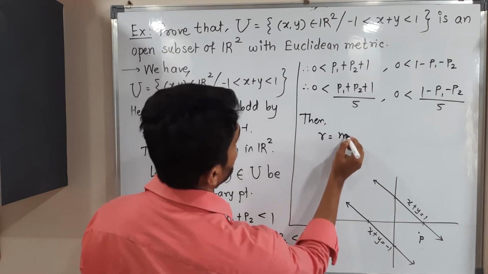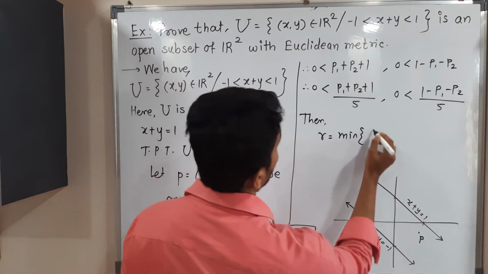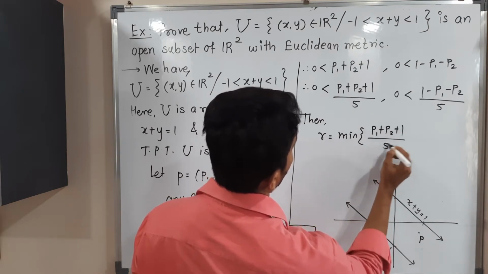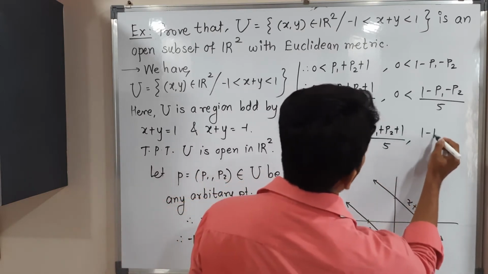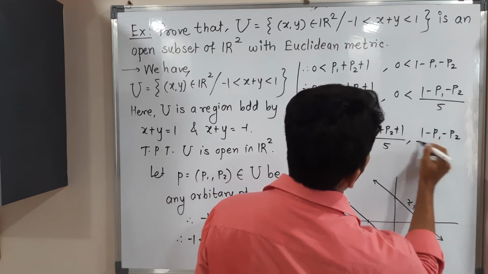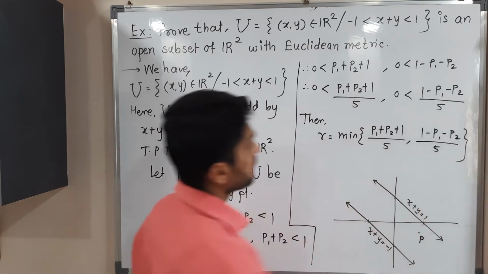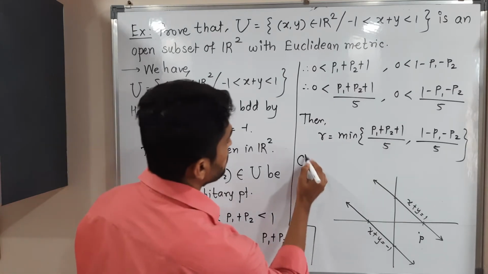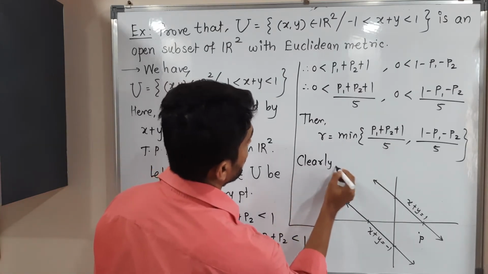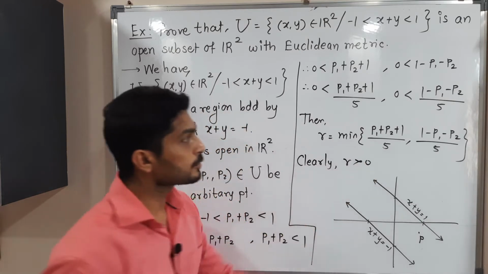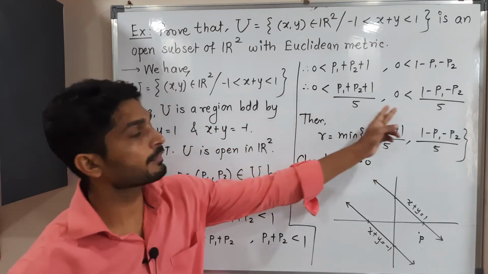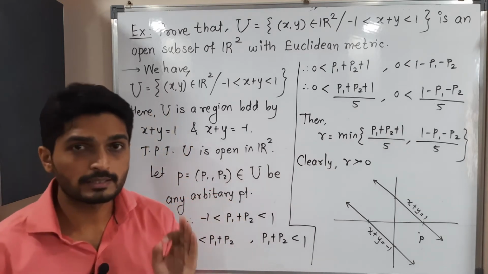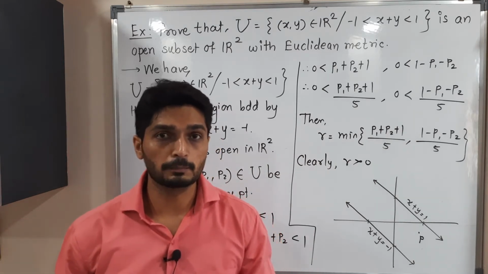Then whatever the minimum of these two, that will be my R. Minimum of (P1 plus P2 plus 1) divided by 5 and (1 minus P1 minus P2) divided by 5, whatever will be the minimum, that will be my R. Clearly R is greater than 0, since both of them are greater than 0. Already we have written. Getting? So their minimum is also greater than 0. It's a 100% positive real number.